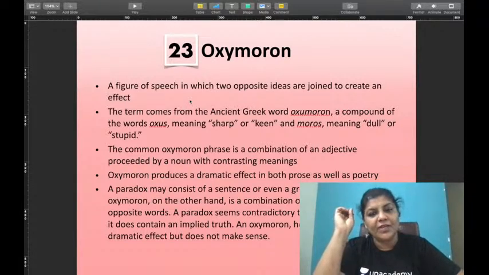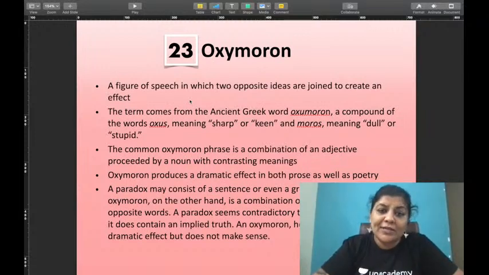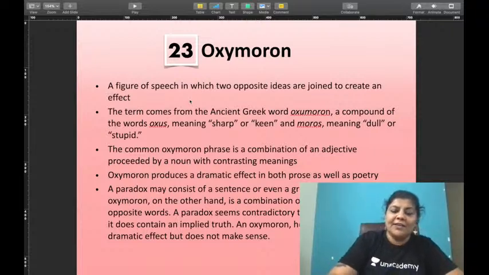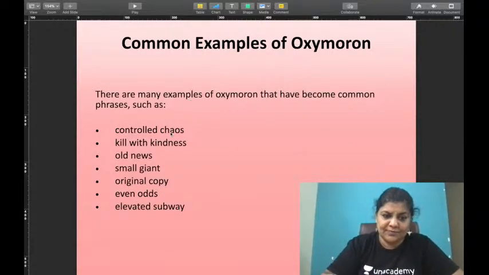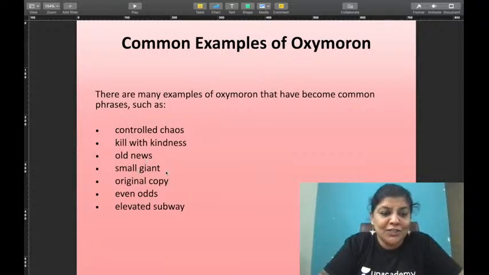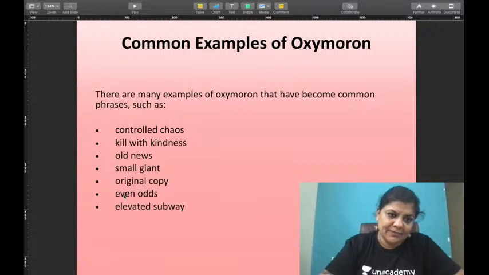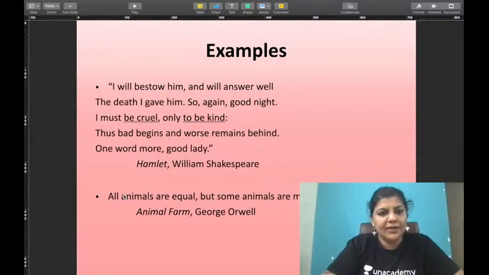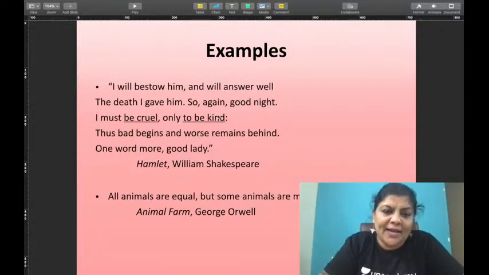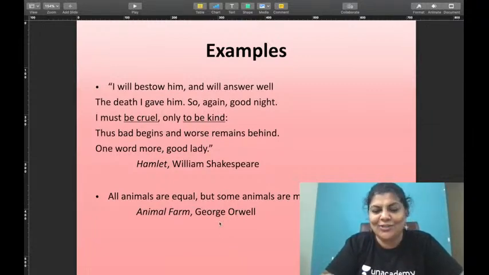Oxymoron is a figure of speech in which two opposite ideas are joined to create an effect. Two opposites are joined to create a dramatic effect. What is oxymoron? I'll give you examples. Controlled chaos. Kill with kindness. Old news. Small giant. Opposites. Yes, old news, open secret, correct. These are opposites that combine to create a new effect. I must be cruel only to be kind. All animals are equal, but some are more equal than others. That is oxymoron.